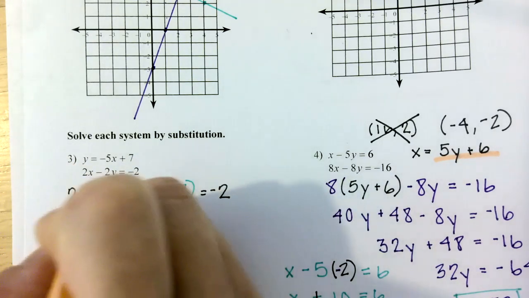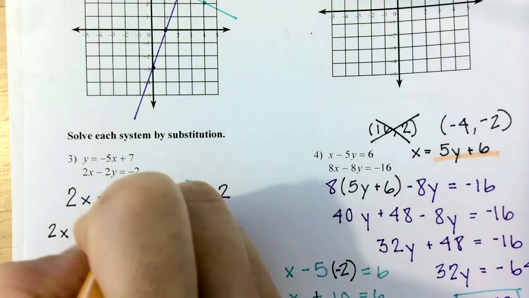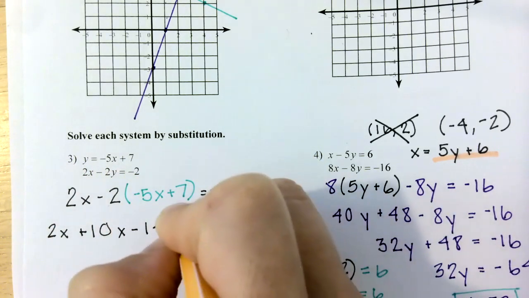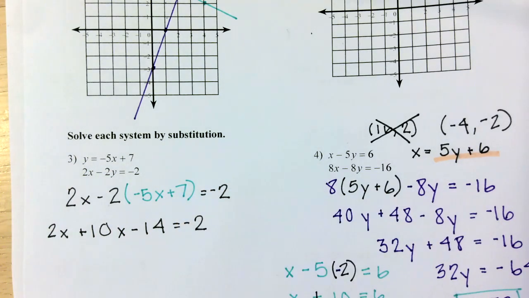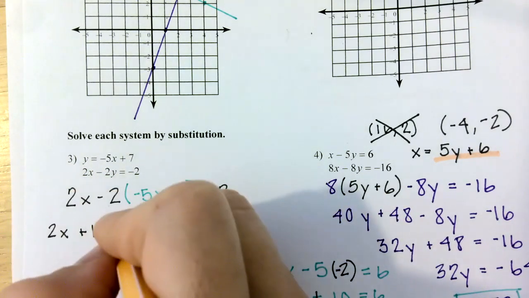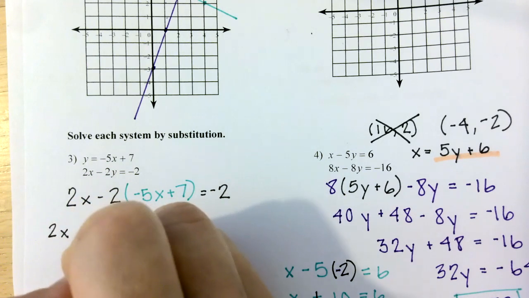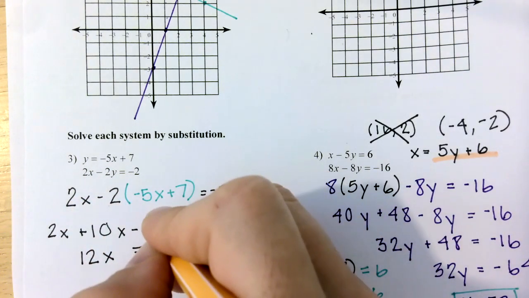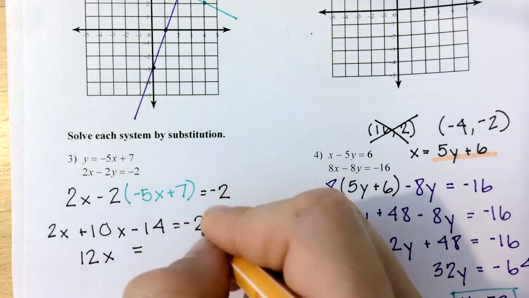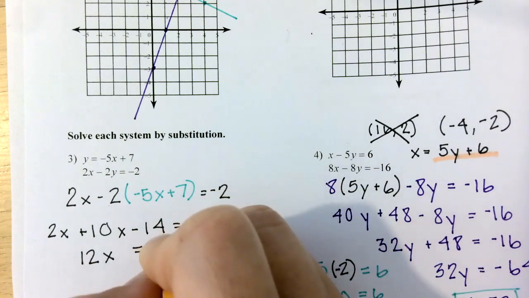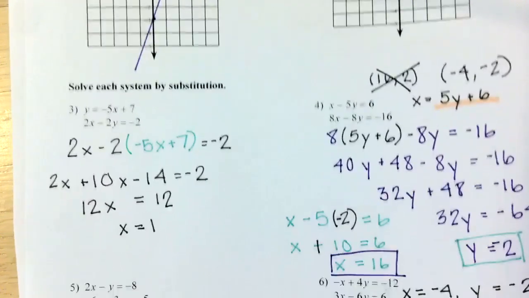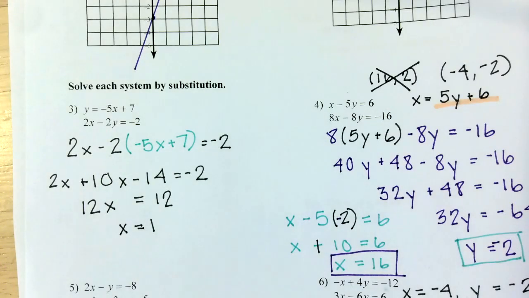-2 times a -5x is a positive 10x. -2 times a positive 7 is -14. Equals -2. Good? 2x and 10x is 12x. The -14, I would move over here. So we'll add 14 to both sides, so we'll get a positive 12. So that just means x is 1, hopefully. Hopefully we're doing this right this time. I'm doing it right this time.